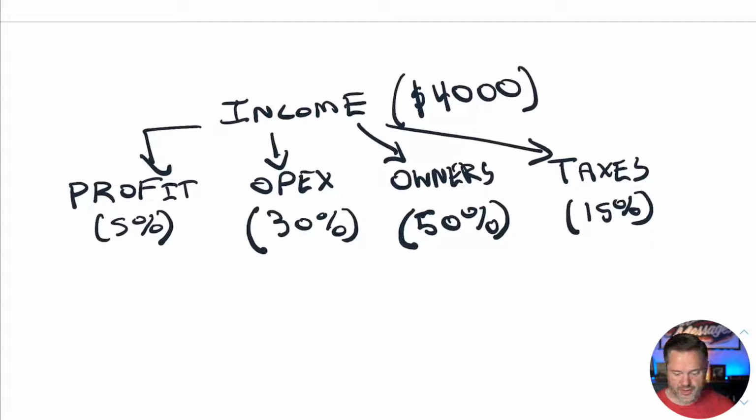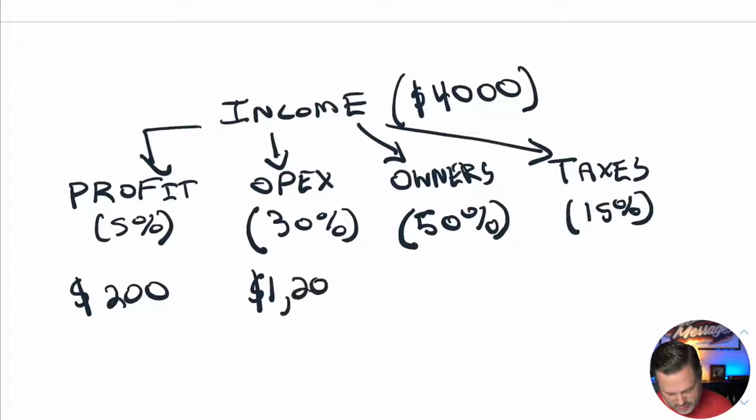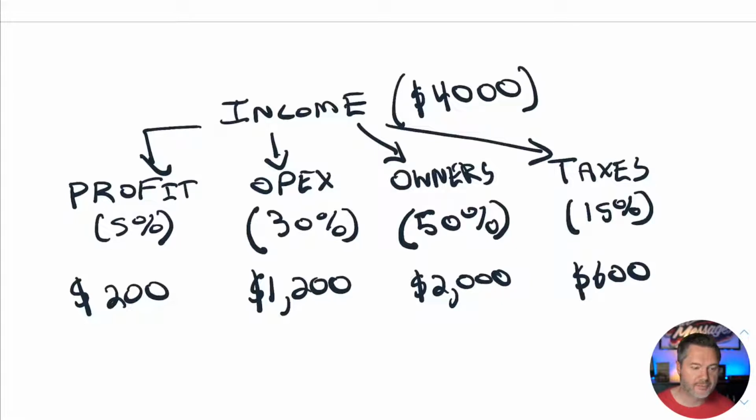So if we start with $4,000, we're looking at 5%. That is $200 goes here. In the OpEx account, that's 30%. That's $1,200 goes here. In the owner's pay, that's 50%, so that's $2,000 goes here. And then for taxes, that's 15%. That's $600 goes here, right?